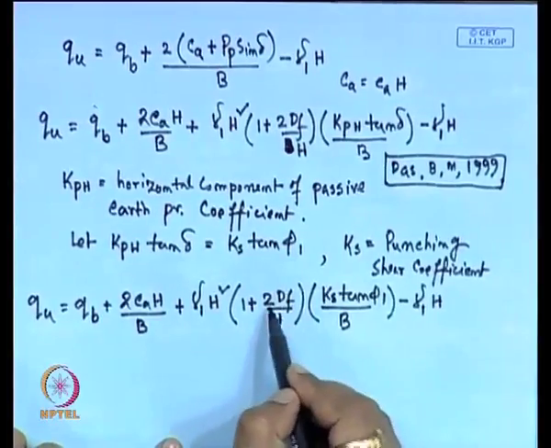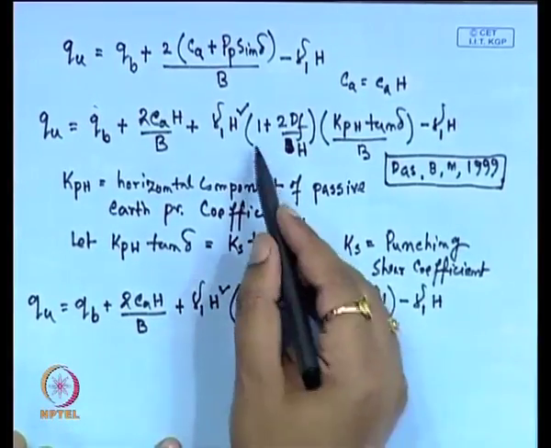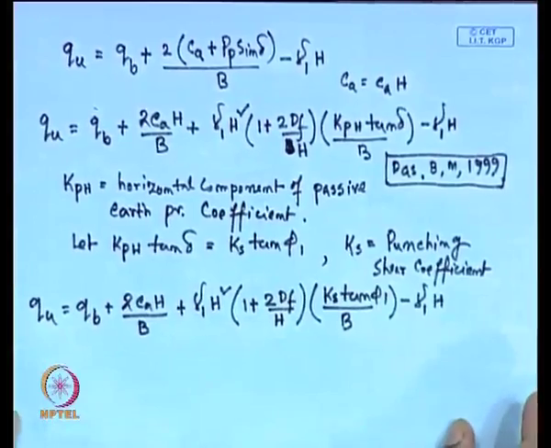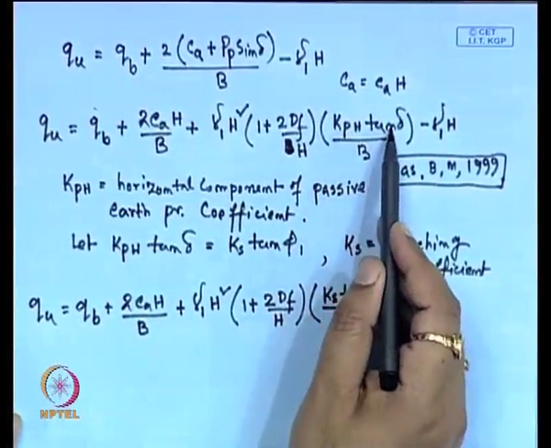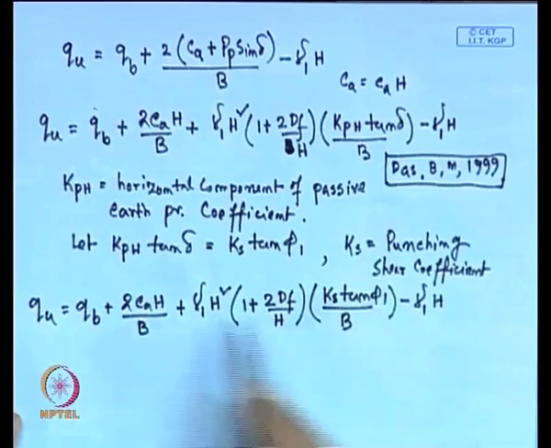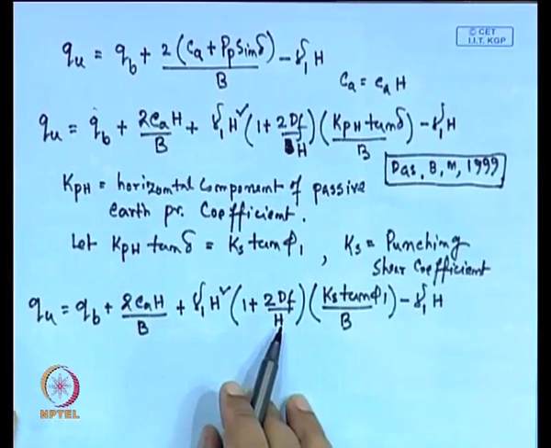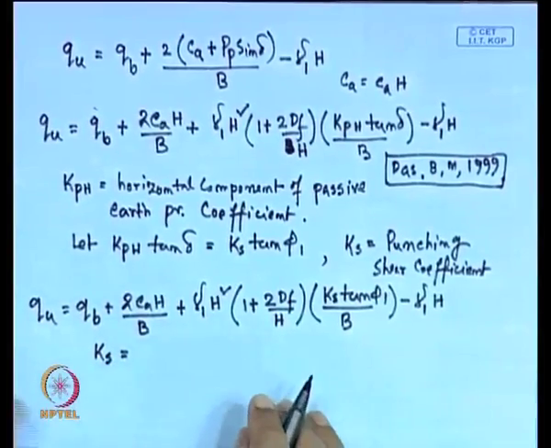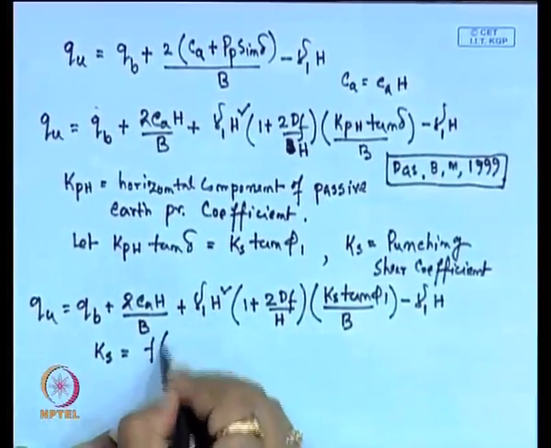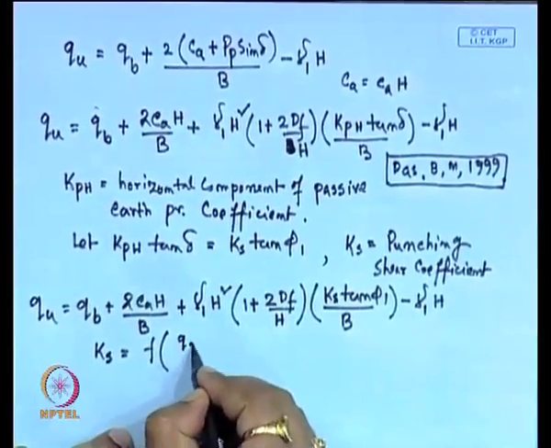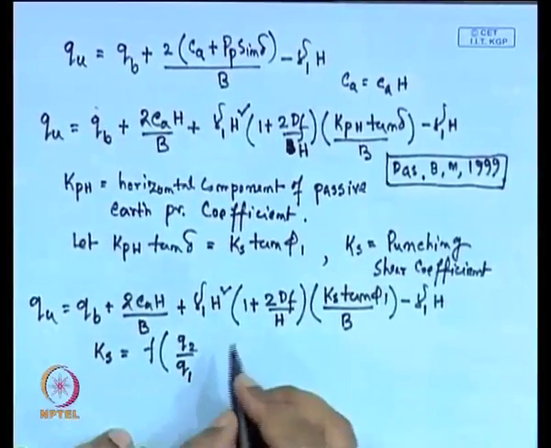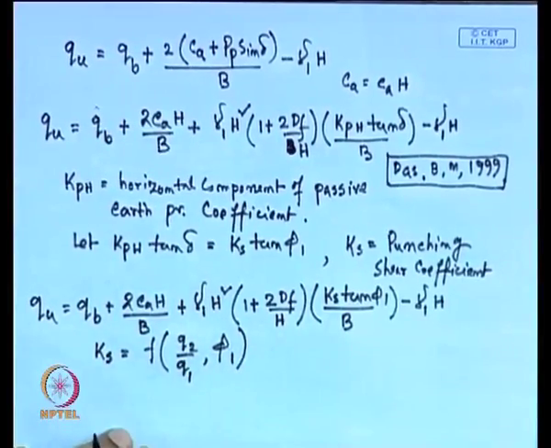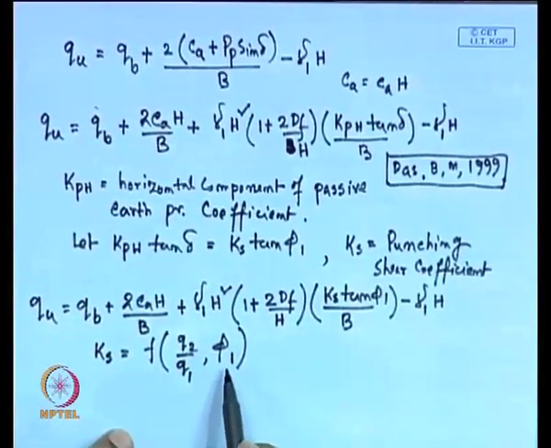So, this is 2 df by H and this is also 2 df by H, and then we just replace this kph tan delta by Ks tan phi 1. Now, here this Ks, the punching shear coefficient, is a function of two things. One is the Q2 by Q1 value, another is phi 1. Here it is mentioned that phi 1 is the friction angle of the first layer.